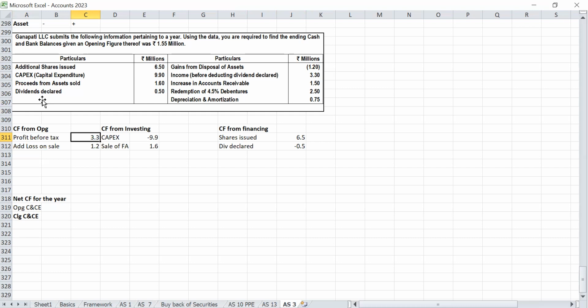Then increase in accounts receivables, cash flow from operating activities. Increase in assets, so we have to subtract it, sir. Super. So less increase in debtors, you have to subtract 1.5. Then redemption of 4.5 debentures. Financing activity. Subtracted. Depreciation and amortization. Operating activities, added, sir.